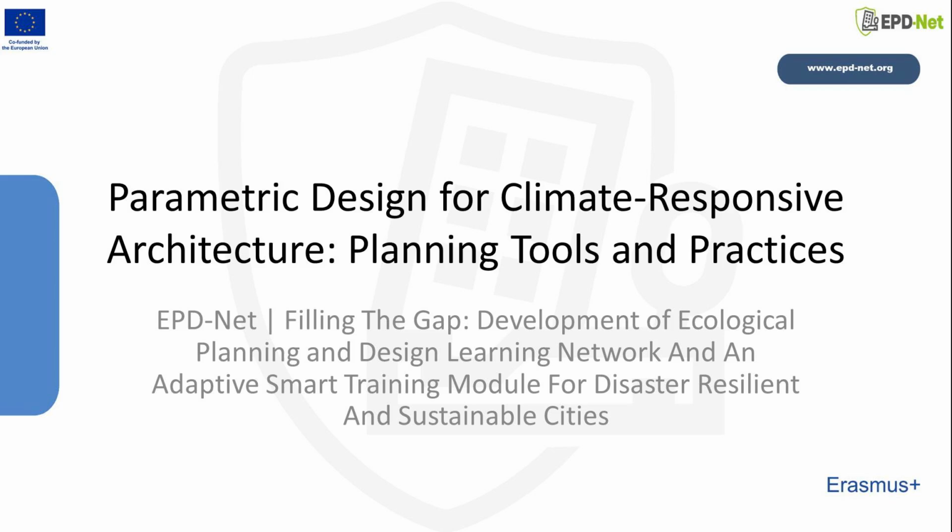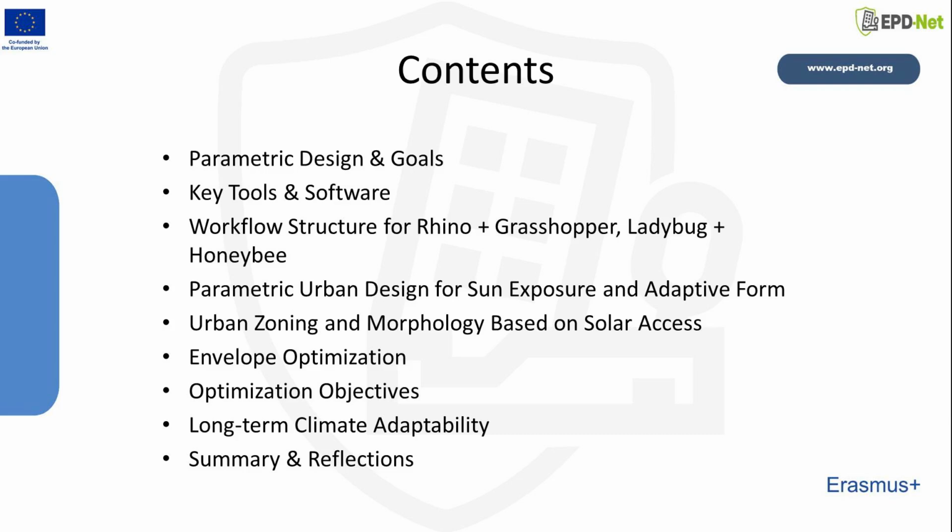Topic of this video is parametric design for climate-responsive architecture, planning tools and practices. The contents of the training are parametric design and goals, key tools and software, workflow structure for Rhino plus Grasshopper, Ladybug plus Honeybee, parametric urban design for sun exposure and adaptive form, urban zoning and morphology based on solar access, envelope optimization, optimization objectives, long-term climate adaptability, summary and reflections.